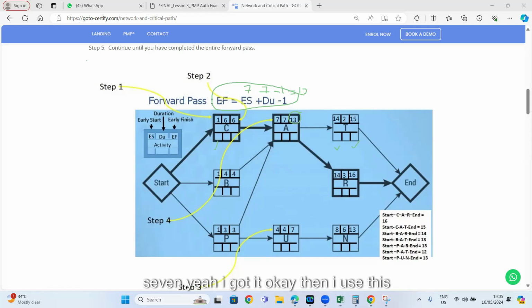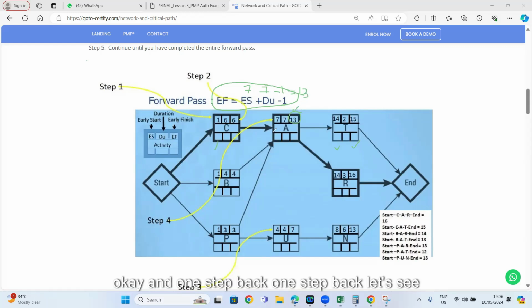Then I use this formula to calculate early finish: early start plus the duration. Early start is 7 and the duration is 7, so 7 plus 7 is 14, minus 1 is 13. Okay, now you got it, Gigi? Yeah, now I got it. Yes, that's right.